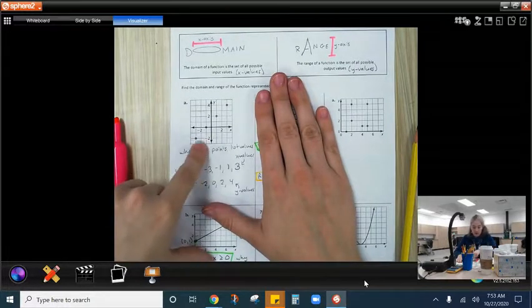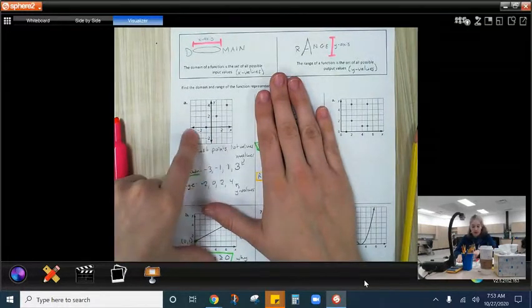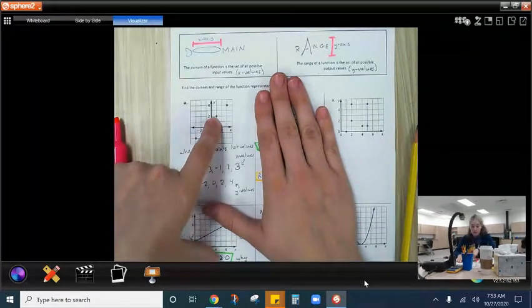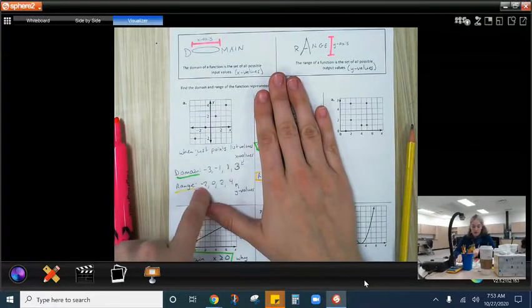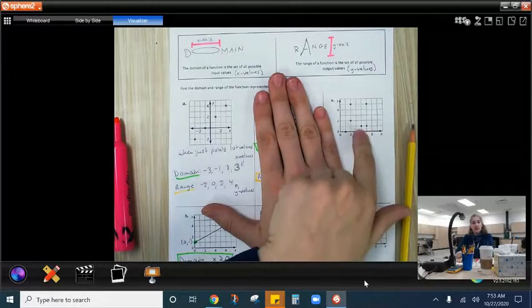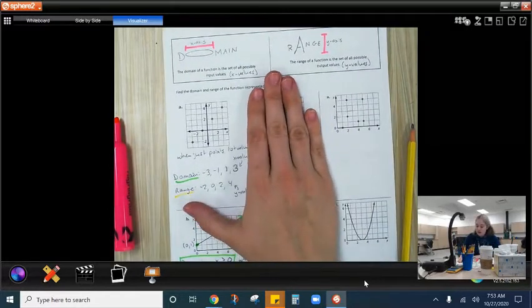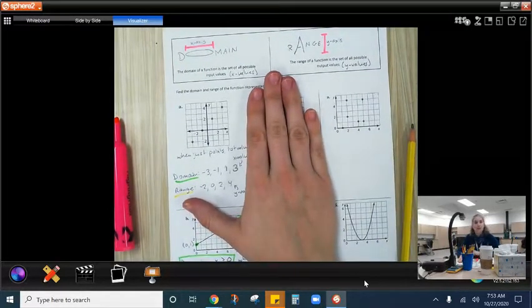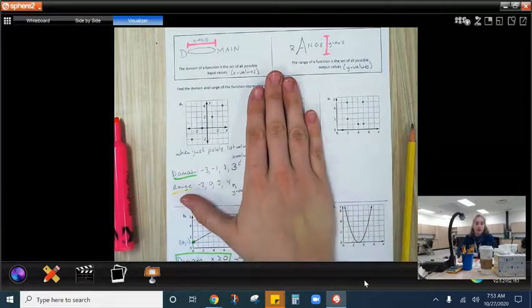For range, we just want to see where we are for our y values. So this one has a y value of -2. This one is right on the x-axis, so it has a y value of 0. This one is up here at 2, and this one's up here at 4. So our range is -2, 0, 2, and 4. So when we have points, like with this one, which I want you guys to try next, we're just listing them out. So take a minute, pause the video, try this one out, see what you get for domain and range.